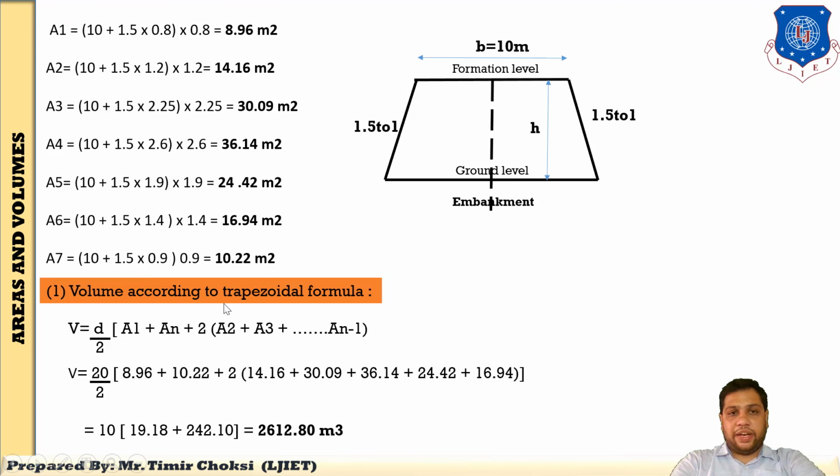Now you find the volume. For the trapezoidal formula, you know that V equal to D by 2, into first cross section area plus last cross section area, plus 2 in bracket sum of remaining areas. So first is 8.96 and last is 10.22, plus 2 in bracket A2 plus A3 plus A4 plus A5 plus A6. Put the values of all the areas and you get the volume according to the trapezoidal rule. The answer is 2612.80 meter cube. Why meter cube? Because we have found the volume. So this is the volume according to the trapezoidal formula.